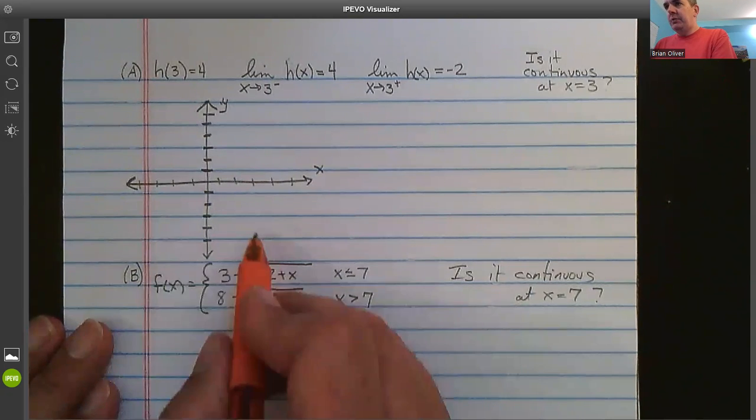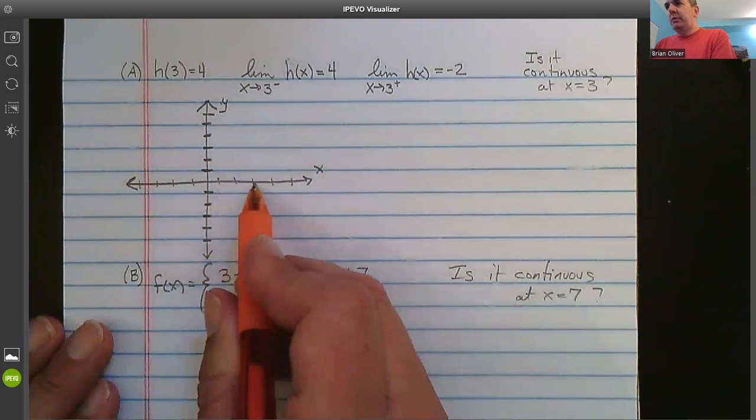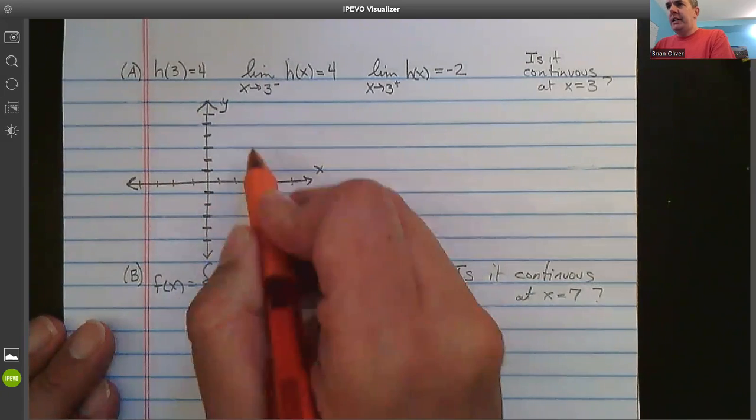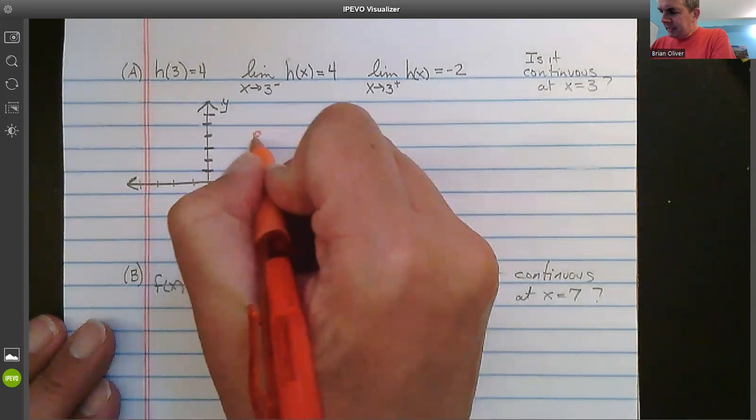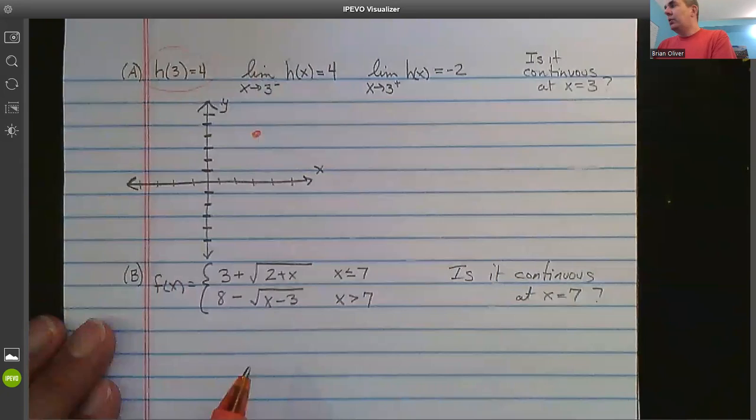So h of 3 equals 4. So that tells me 1, 2, 3. When I put in 3 into the machine, it's going to spit out 4. So that tells me I got a guy right here. That would be this h of 3 equals 4.